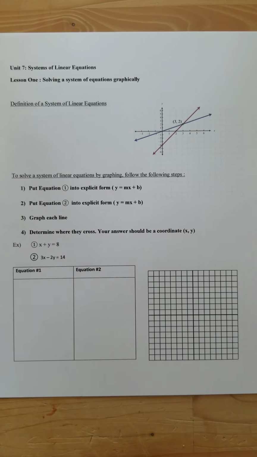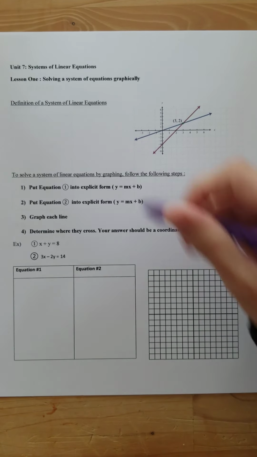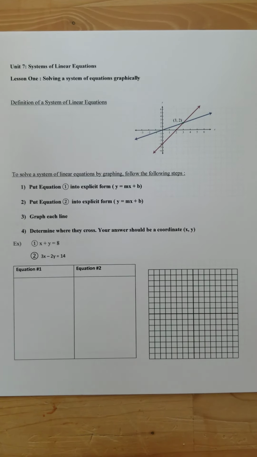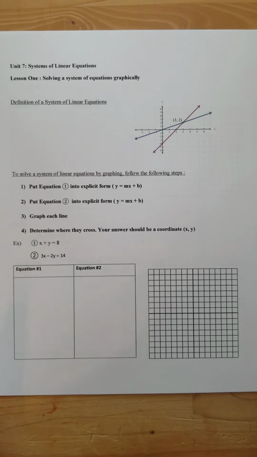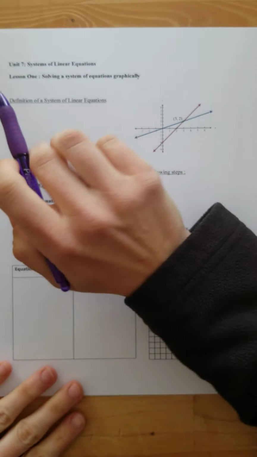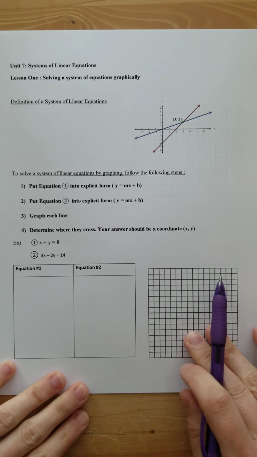Hi guys, this is the first lesson of Unit 7. As you can see, we're still dealing with graphs a little bit, but this is actually the last lesson that we will have to draw graphs for. So that's very, very exciting. So Unit 7 is all about systems of linear equations, okay?